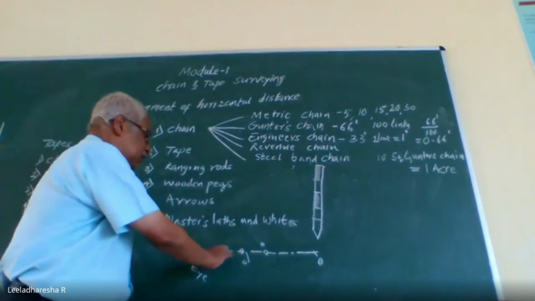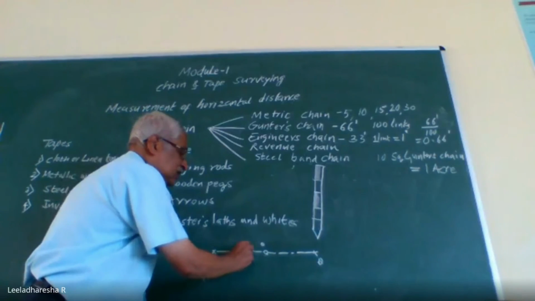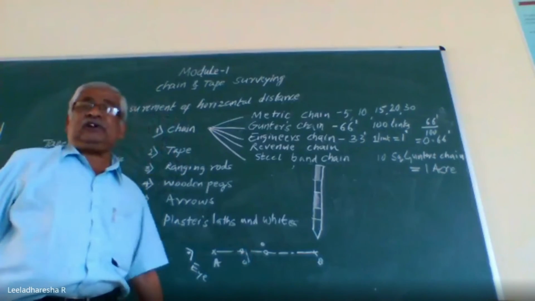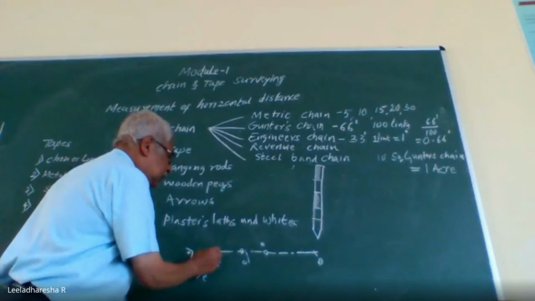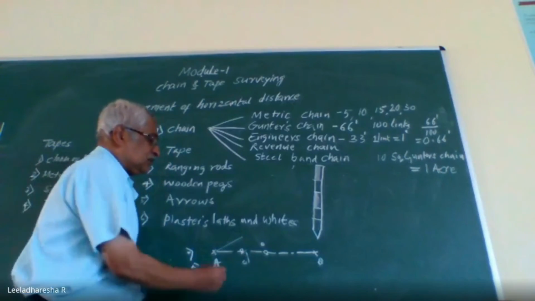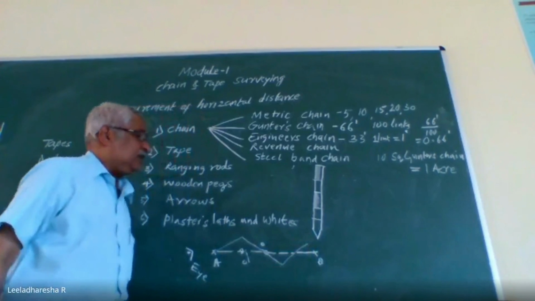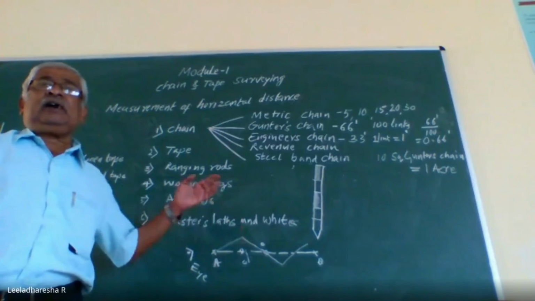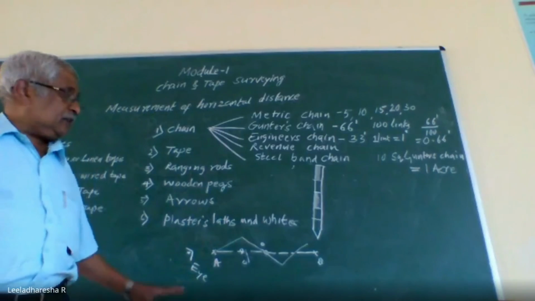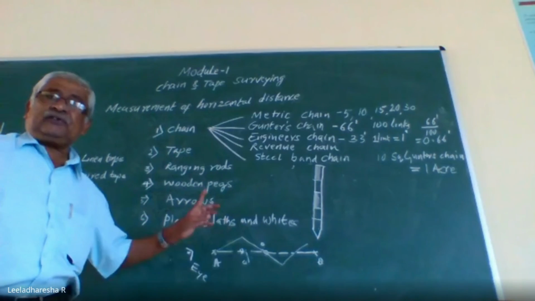Once I establish a number of points, I can stretch the chain exactly in a single straight line. Otherwise, without these points, if you stretch your chain like this, another time like this, see what happens to the measured distance. It is going to be more than the actual distance. Therefore, these ranging rods are used for the purpose of ranging.